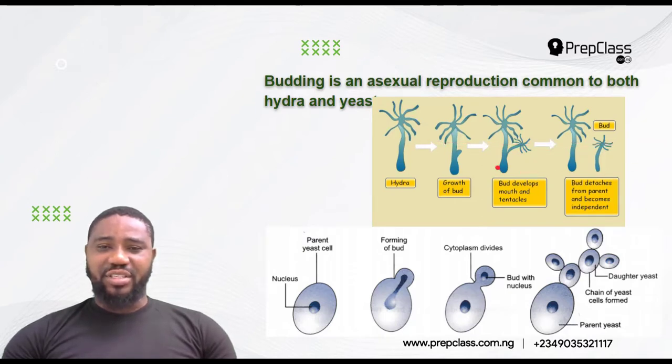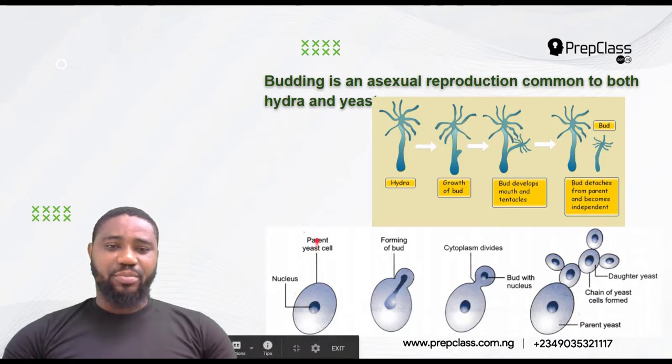You can see this one is Hydra. First of all, the parent stays. Then a bud will be growing out from the body of the parent. Before you know it, that bud develops a mouth and tentacles like the parent, and then the bud detaches itself and becomes an independent Hydra. You can see yeast: nucleus, parent cell. You see the bud forming. The cytoplasm divides, you see the bud, daughter yeast, yeast chain.